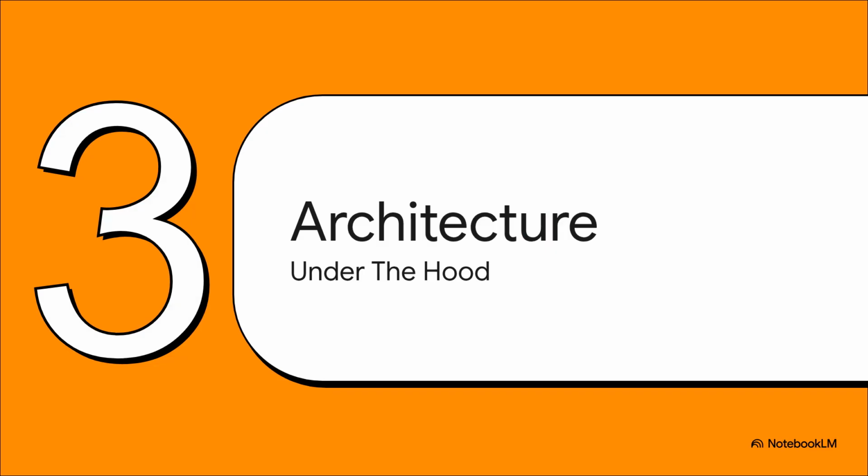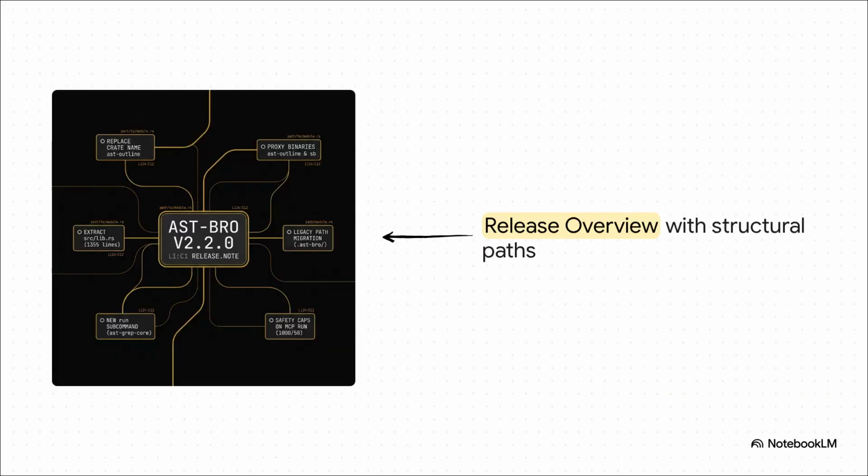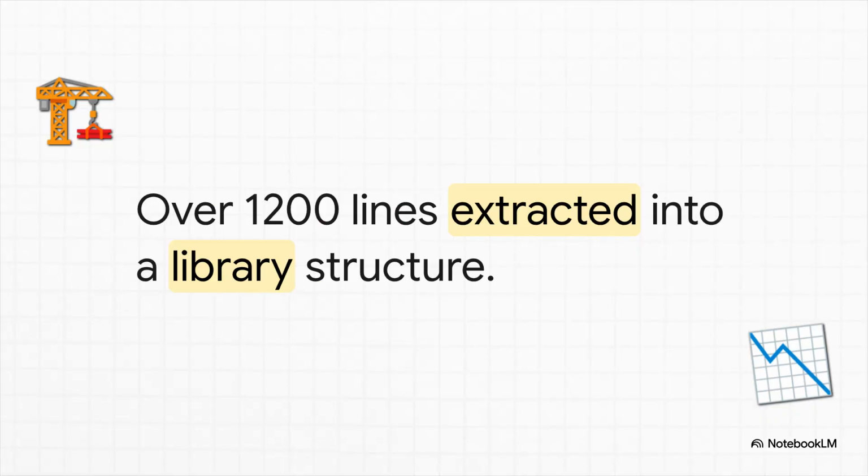Section 3. Architecture. Let's take a look under the hood. And this brilliantly illustrates the high-level code map from the release notes. You can see the central hub of version 2.2.0 branching out through these structural golden paths. We've got the crate rename, the legacy path migration, safety caps, proxy binaries, and library extraction, all beautifully interconnected here. It's not just a grab bag of features. It is a completely reimagined grid. So, the most foundational structural change is this.